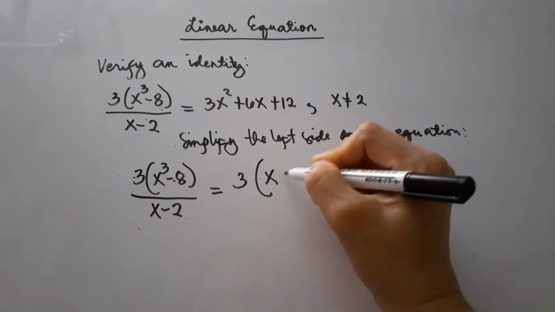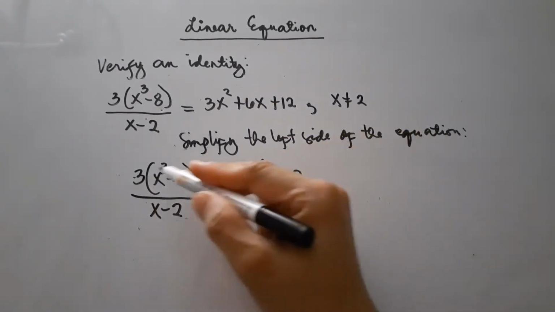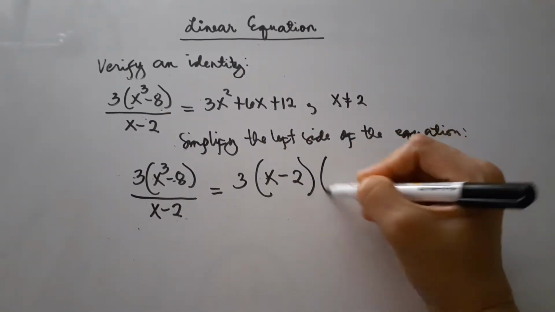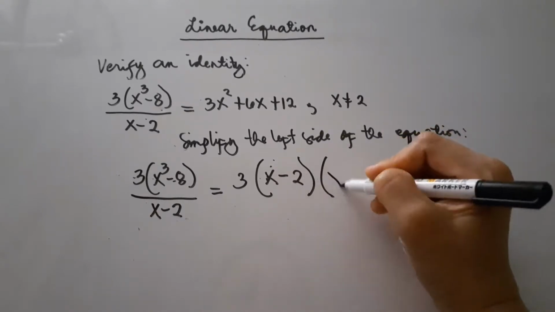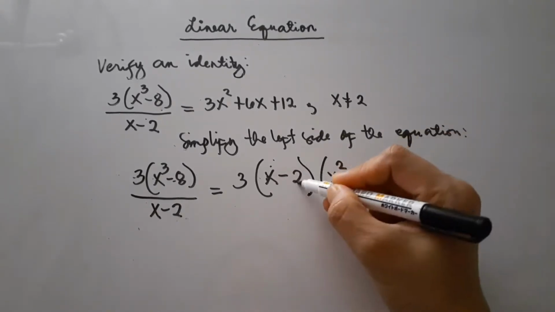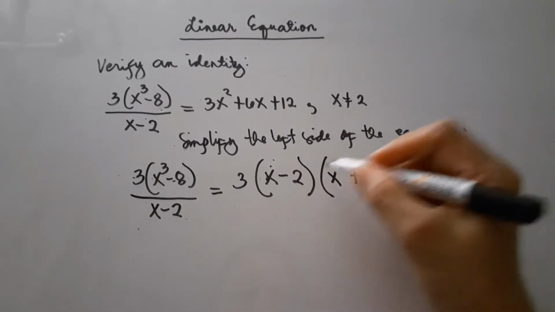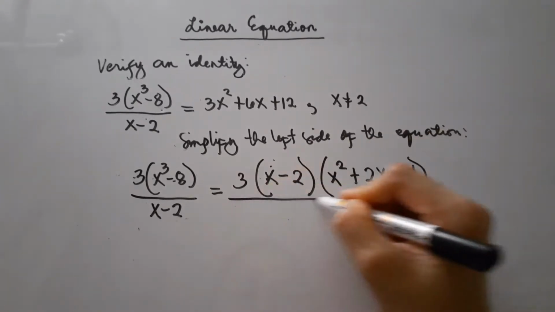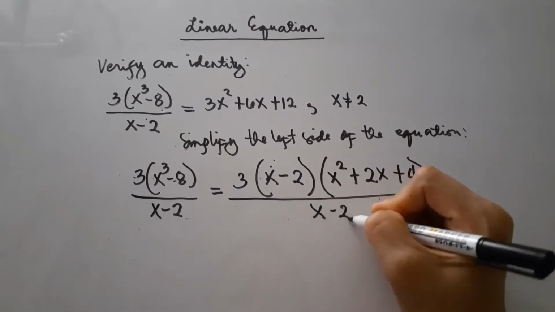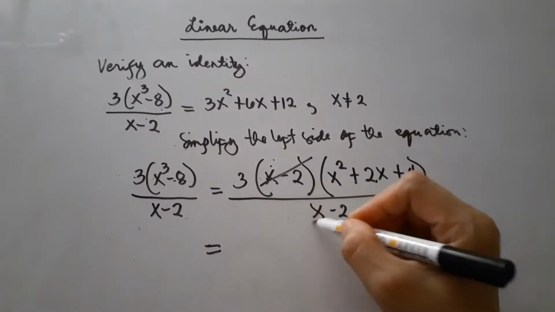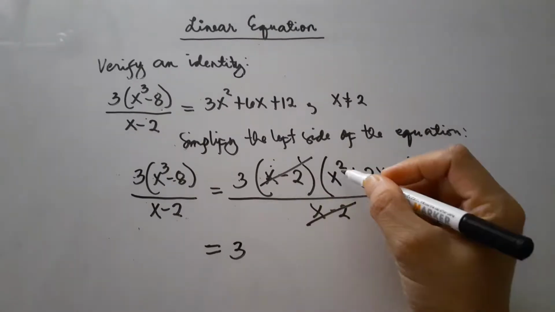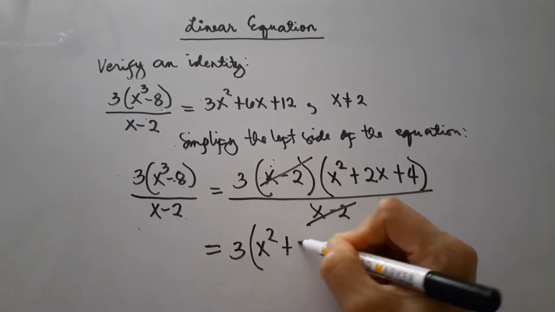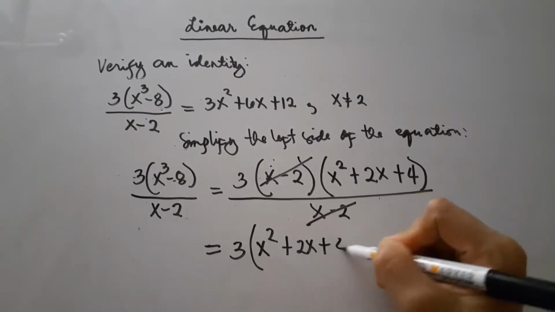So we have 3, and then we have to factor this x cubed. We use the formula of the difference of cubes. So we have x minus 2, and then x squared, 2 times x equals 2x, then 2 squared is 4. This is the difference of cubes formula over x minus 2. So cancel out the common factors. The remaining is 3 times the quantity x squared plus 2x plus 4.